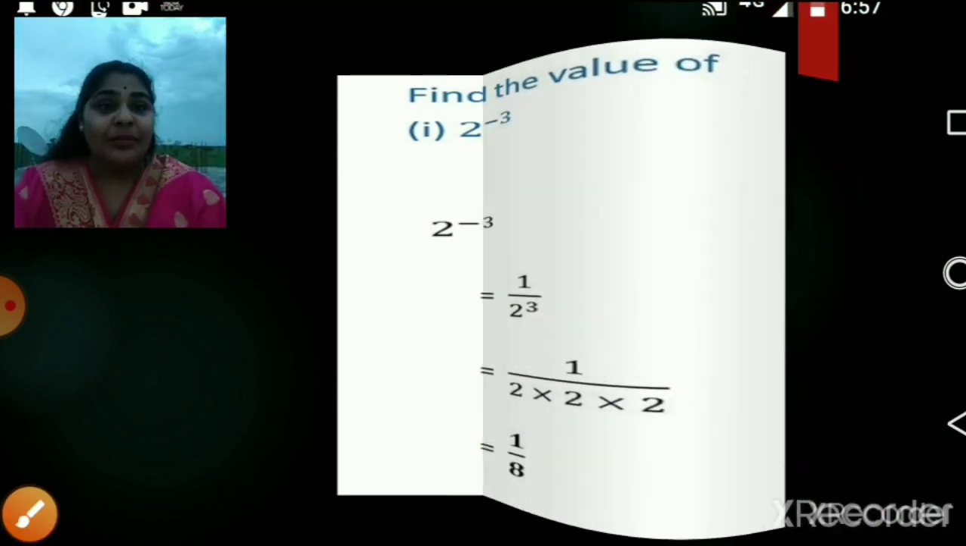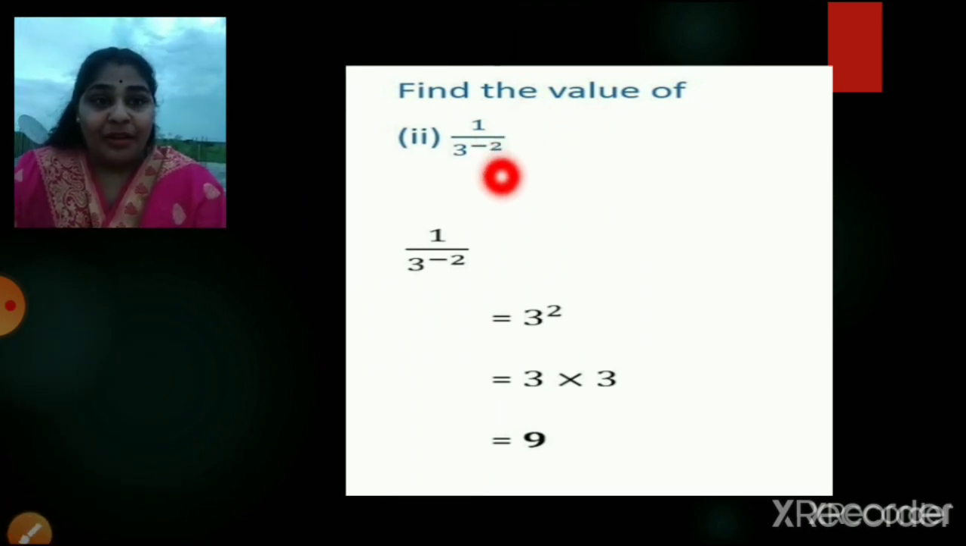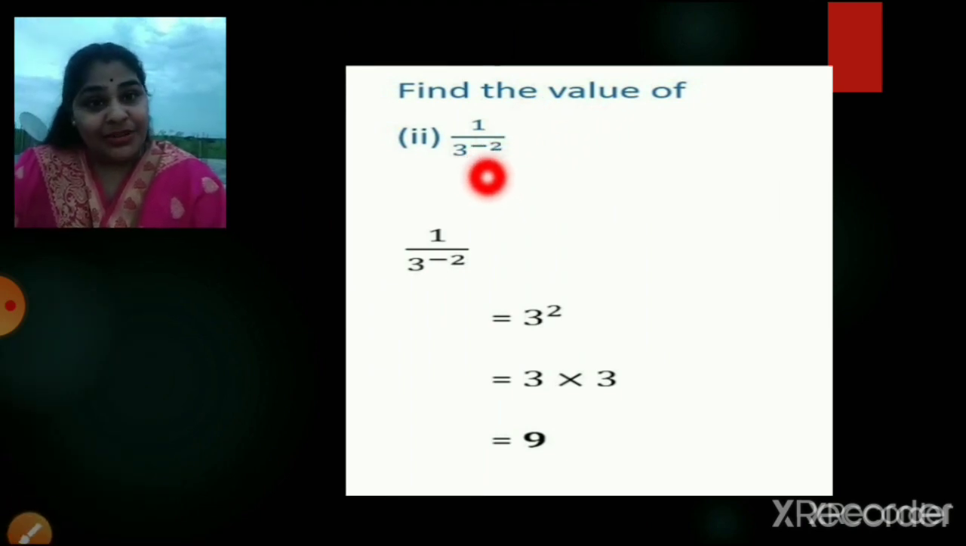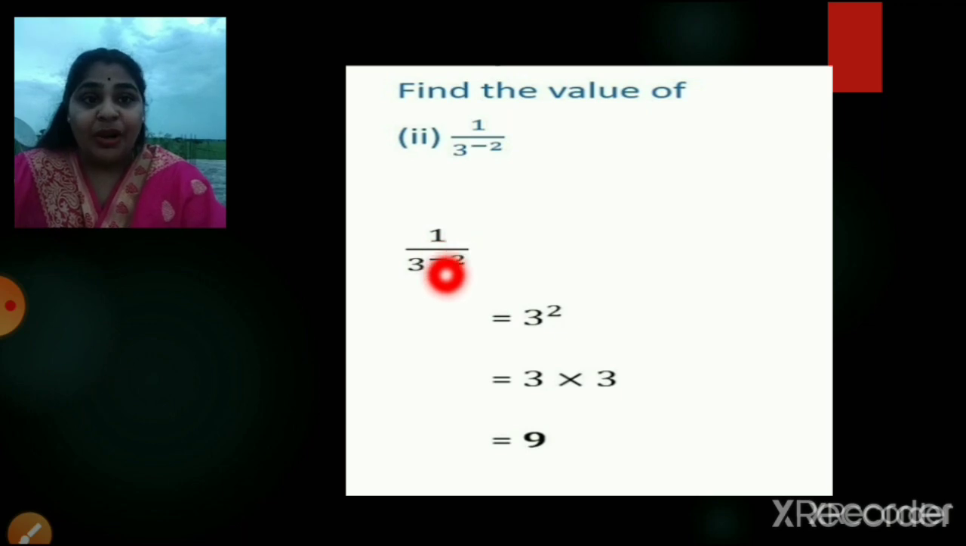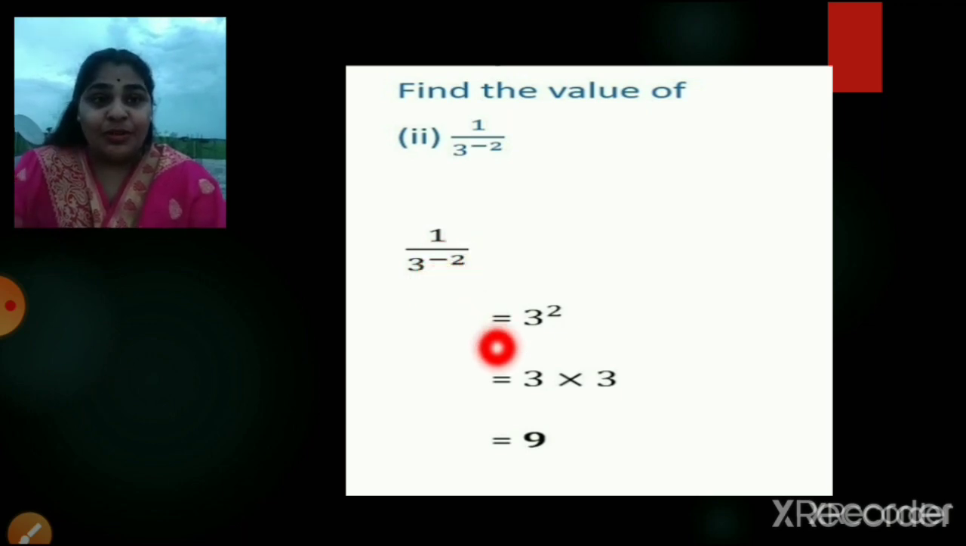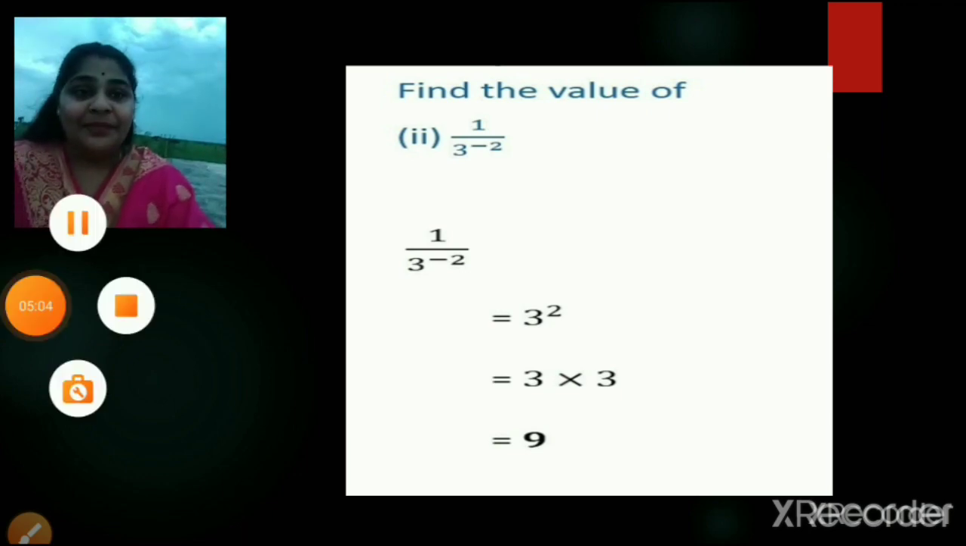One more example we will see. Find the value of 1 upon 3 raised to negative 2. Now if it is 1 upon 3 raised to negative 2, we will write it as 1 upon 3 raised to negative 2 is equal to 3 raised to 2. How? Let us see.